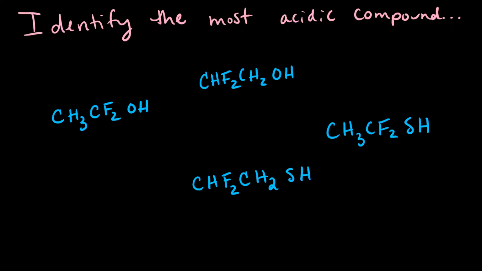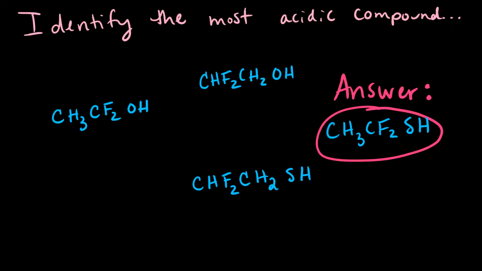What I want you to try to do here is to pause the video and to try to pick out the most acidic compound from these 4 that are presented to you. The answer is circled in pink. So notice this time when the acidic proton comes off, we're not getting a negatively charged oxygen in all cases. So we have some compounds that contain sulfur and some that contain oxygen. So you have to look at elemental effects as well in this case.